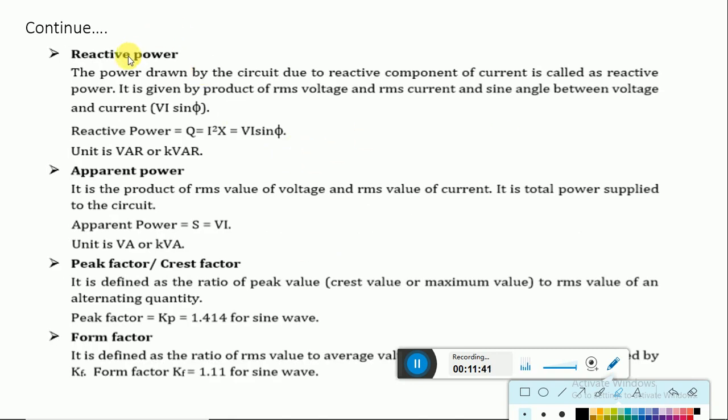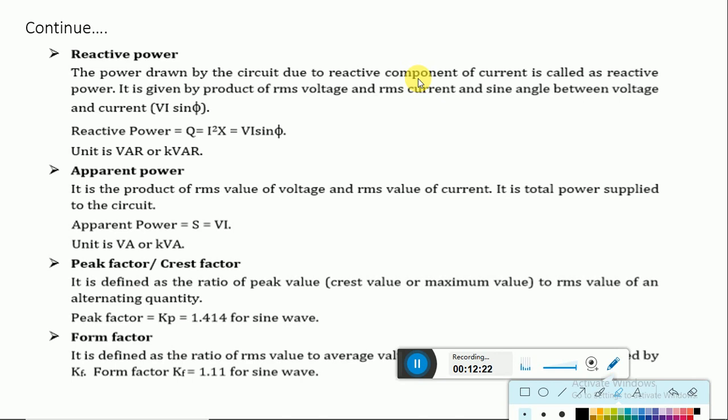The next important term is reactive power. This is the power drawn by the type of circuits or appliances we have. If we have an inductive circuit in our setup, then the reactive power consumed by the circuit will be more, and if we have a capacitive circuit, the reactive power consumption by our circuit is small or negligible. So reactive power indicates the power drawn by the circuit due to reactive components.